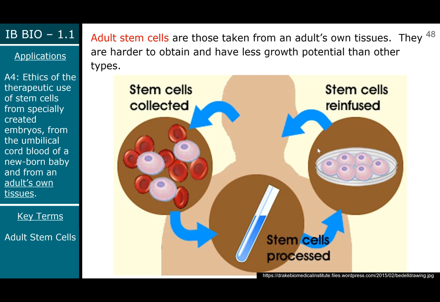Okay, adult stem cells. So you can harvest your own stem cells once you're grown up. The problem is they're a lot harder to harvest. They're a lot harder to obtain. You have a lot less of them, and they have the least amount of growth potential compared to other types of stem cells. So you can process them.